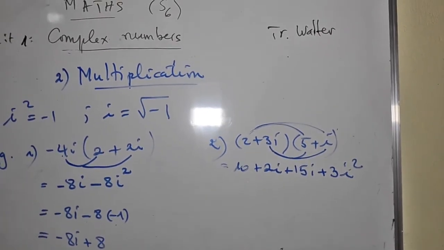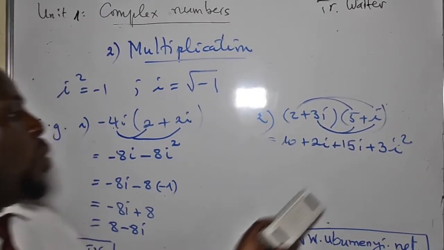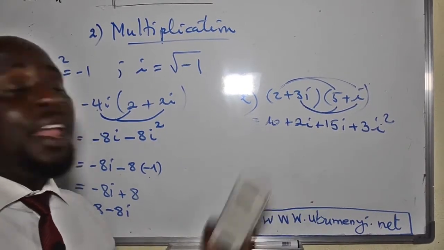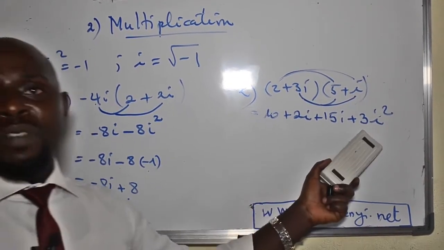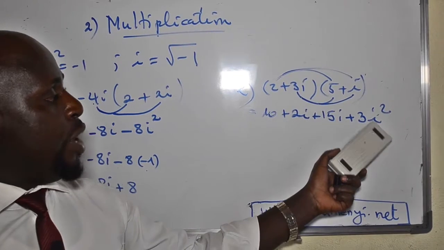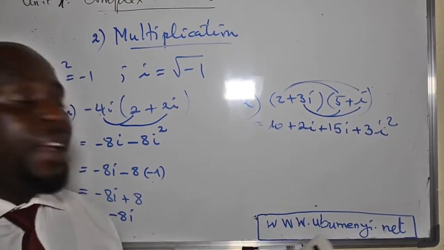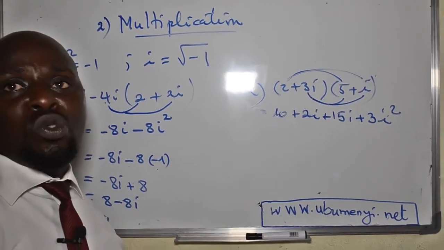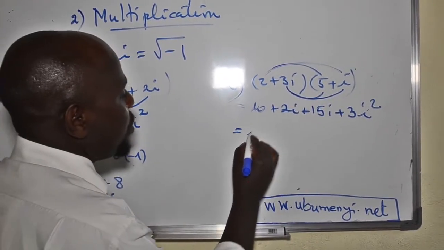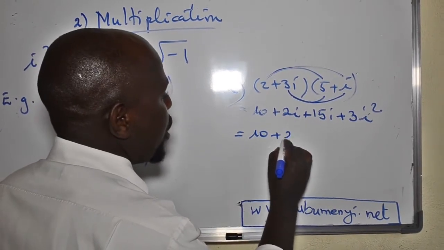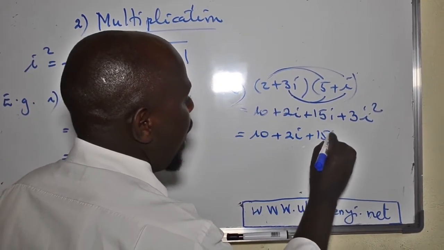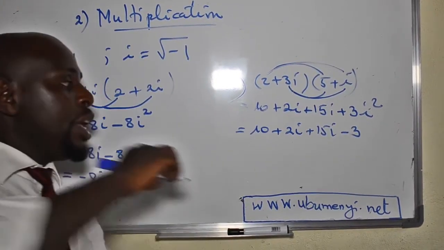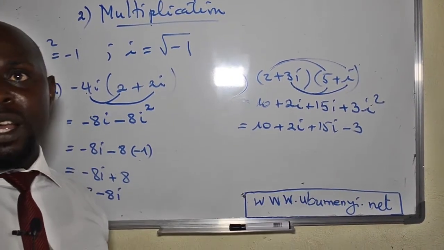Again, reaching there, we have to know one thing. First of all, we have these two like terms. Because they are all having i, we can add them. But we also have here 3i squared, which is not even an imaginary part. But we have to remember that i squared equals negative 1. So we immediately have to say that it's 10 plus 2i plus 15i, then negative 3. Why is it negative 3? Because we remember that i squared is negative 1.